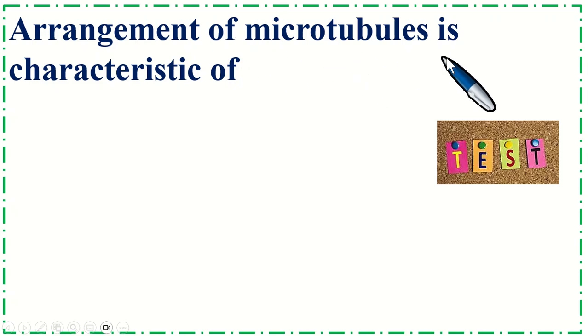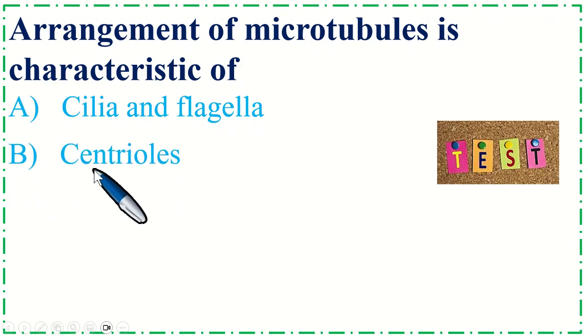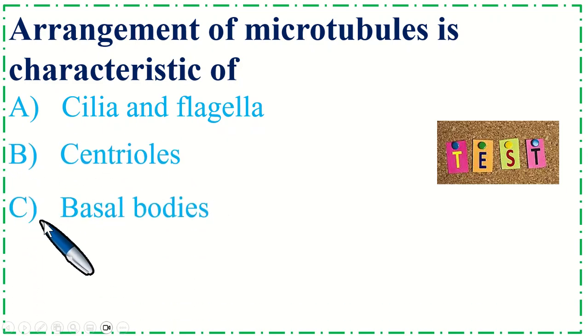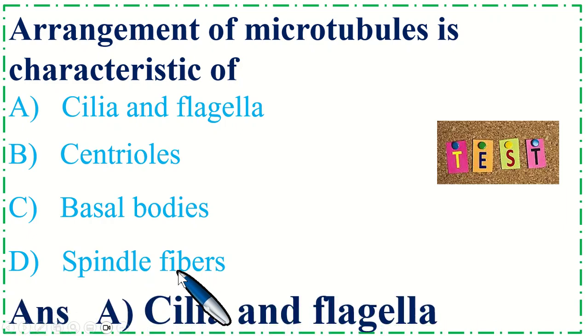Arrangement of microtubules is characteristic of option A, cilia and flagella, B, centrioles, C, basal bodies, D, spindle fibers. Correct option is A, cilia and flagella.